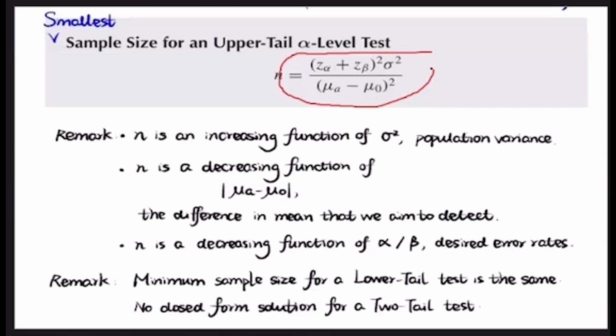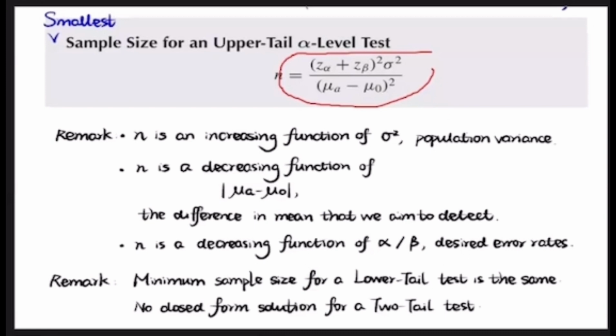Remark: the minimum sample size for a lower-tailed test is the same. I needed to derive that so you can see for yourself. But if I want a two-tailed test, where the alternative hypothesis is not equal, we are not going to have a closed-form solution. Maybe we can seek redress using a numerical approach. I just wanted you to know that.